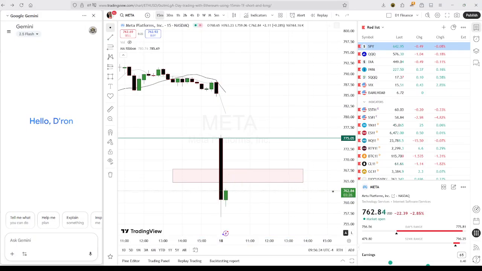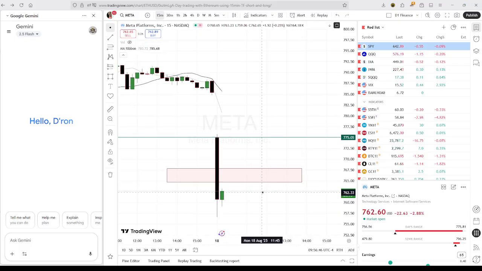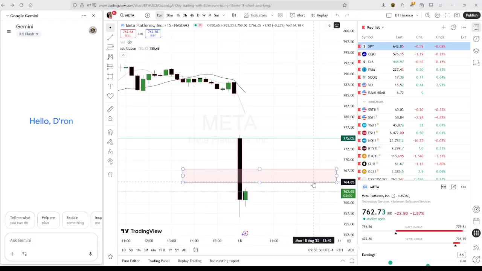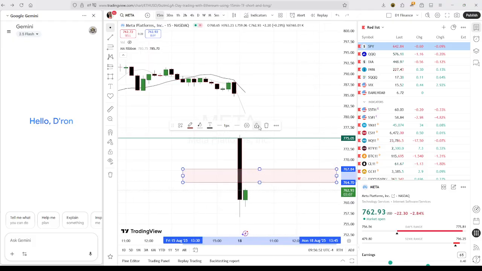So pretty much in this area right here, we want to see the market reject and push back to the downside. And that is where we would want to take advantage of this momentum. That is going to be the proper way to utilize the Pro Pivot indicator in this moment.